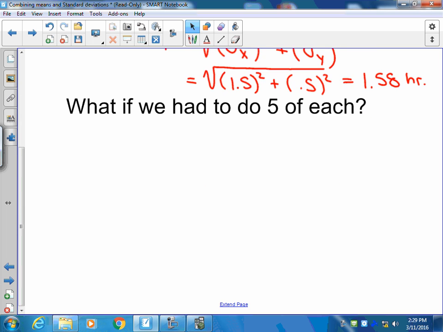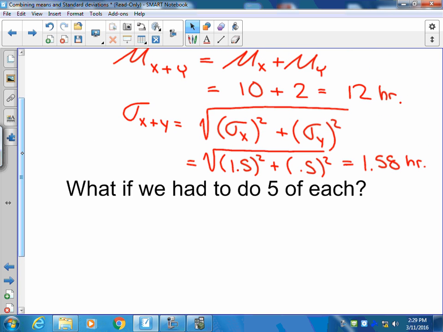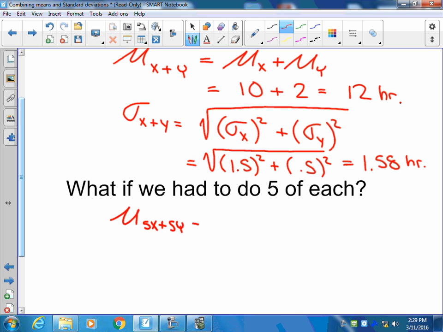Now, what if we're doing a combination of 5 of each of these? So now we're putting these together. So we want the mean of 5x plus 5y. Good news is in this situation, if you're dealing with mean values, you do exactly what you see. 5 times the mean of x plus 5 times the mean of y, and we can just add those values together to finish up. So we've got 5 times 10 is 50, plus 5 times 2 is 10. Okay, if they're doing 10 of these vehicles, they know on average it's going to take them 60 hours to complete that work.